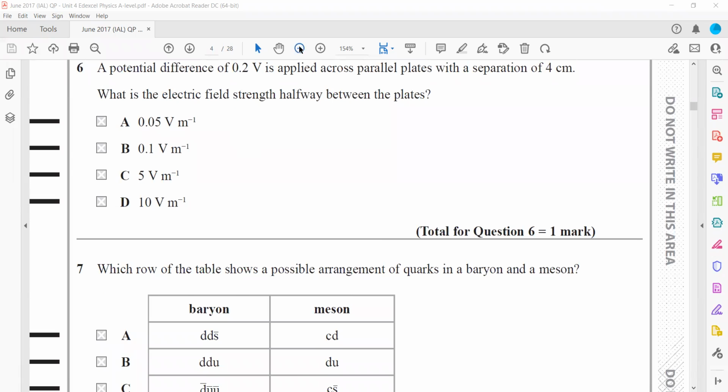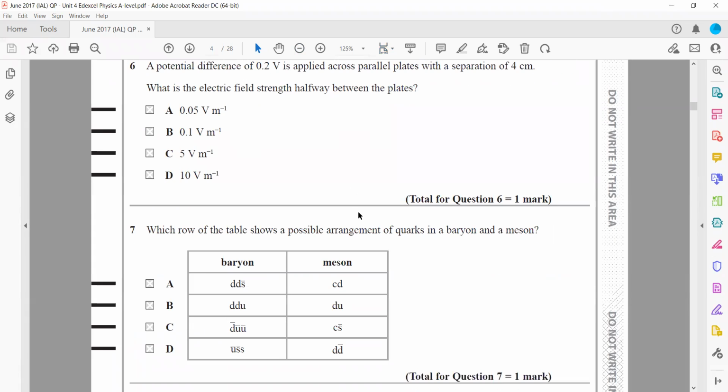Then in question 6, a potential of 0.2 volts is applied across parallel plates which are separated by 4 centimeters. What is the electric field strength? So V equals ED, so E equals V divided by D. V is the potential, we apply 0.2, but the distance is in centimeters and all units should be in meters, so we divide by 100, giving 0.04. So 0.2 divided by 0.04 comes out as C.